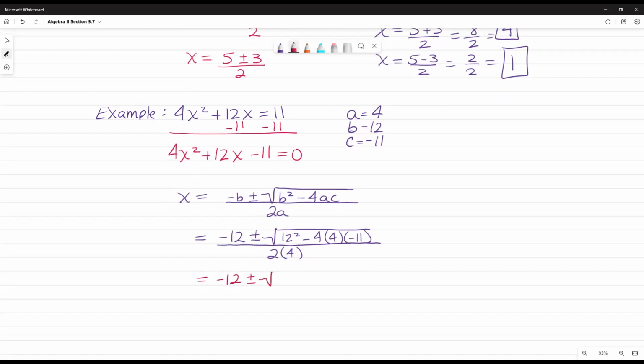12 squared. Okay. Minus 4 times 4, okay, 4 times 4 is 16 times 11. For me, it's easier to do 44 times 4. So 6, carry my 1. 4 times 4 is 16. So 176.